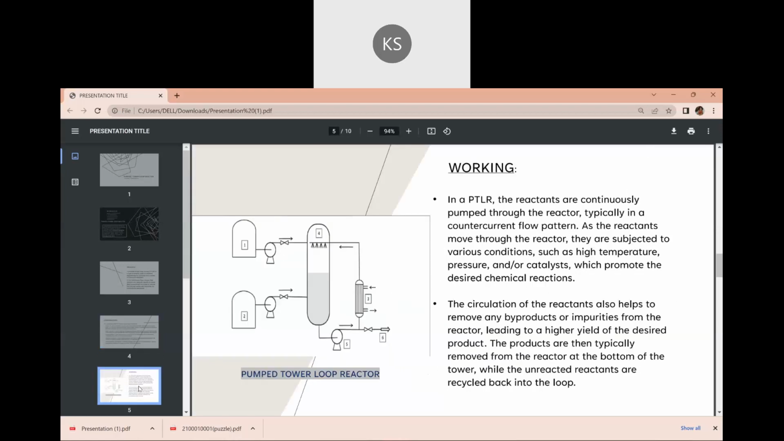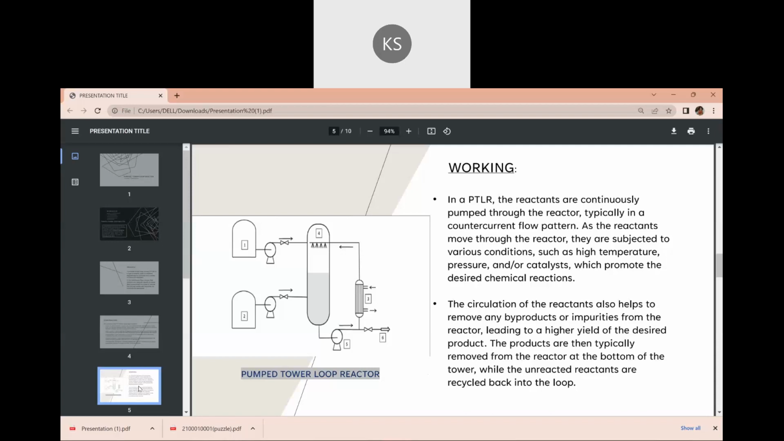When it comes to the working, as we have already said, in a pump tower loop reactor, the reactants are constantly and continuously pumped through the reactor in a counter current flow pattern. As the reactants move through the reactor, they are subjected to various conditions like high temperature, pressure, or catalyst environment, and these changes promote the chemical reactions and give out the desired product. So the constant circulation and agitation of these products remove any impurities and byproducts.